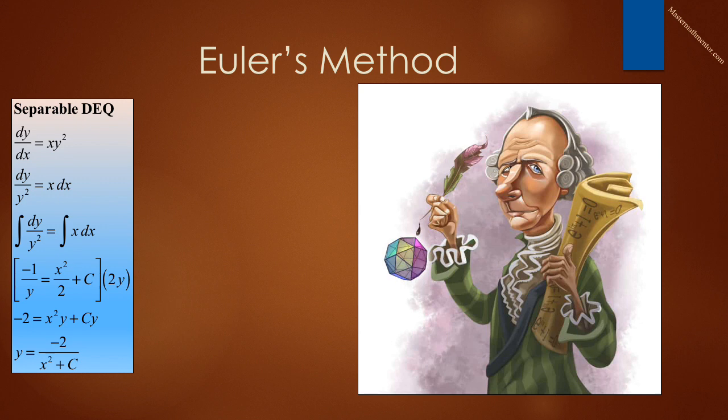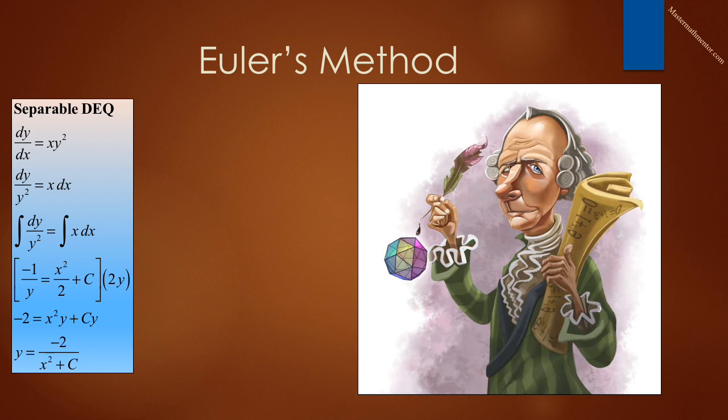First step is to divide both sides by y squared, and we get dy over y squared equals x dx. We have separated the equation. We now integrate both sides. The integral of dy over y squared is equal to the integral of x dx. And when we integrate, we get negative 1 over y equals x squared over 2 plus c.